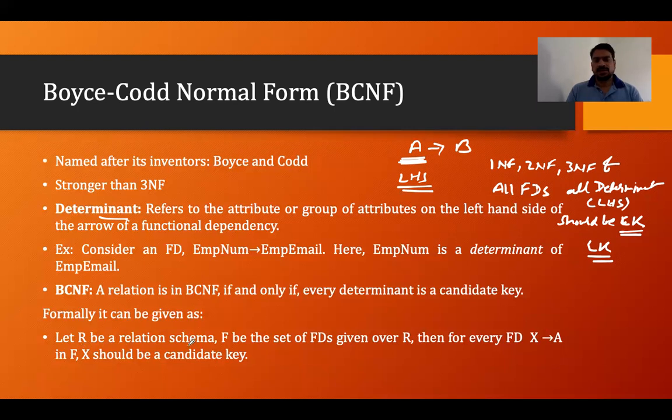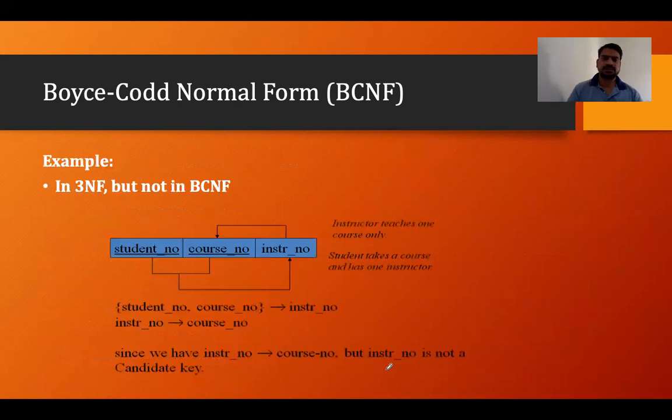Let R be a relation schema, and F a set of functional dependencies over R. Then for every functional dependency X determines A in F, X should be a candidate key. It says that this should be the candidate key all the time. So let's see with an example how it works.